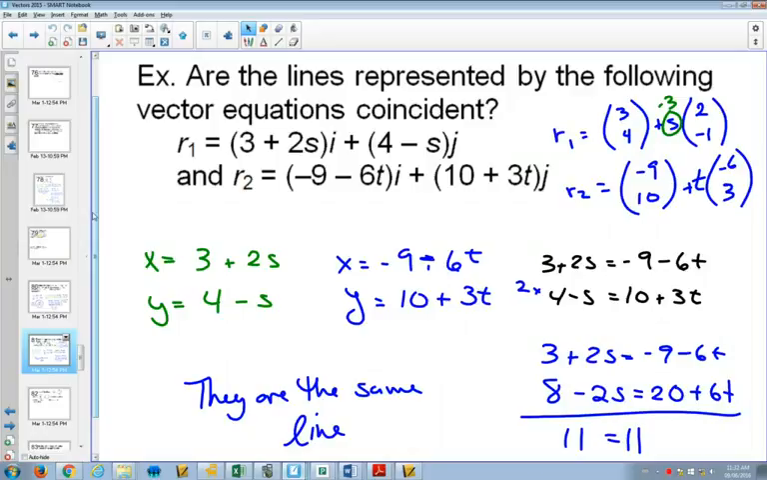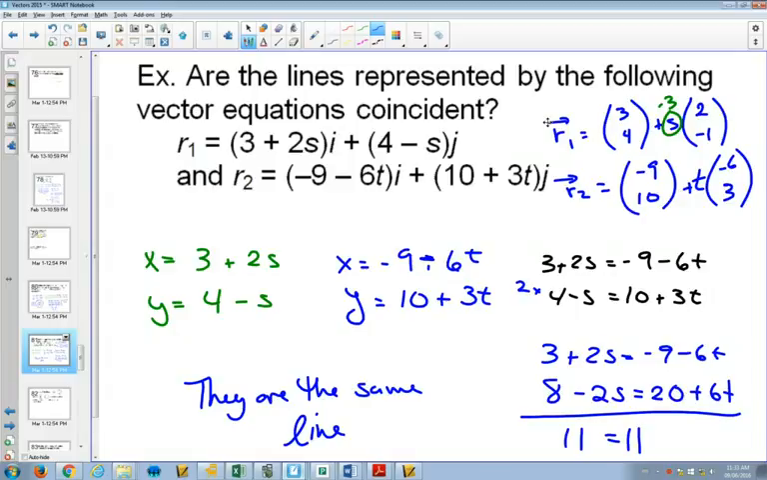So set up your parametric equations. You might have wanted to rewrite these as the vector equations to begin with. Forgot my little arrows over top of my vectors. There we go. Then when I equated those two equations, I decided it would be easiest to multiply the second set by 2 to cancel s. My t's were canceled as well, but I got 11 is equal to 11, which is always true. So I know that they're the same line, that they are coincident.